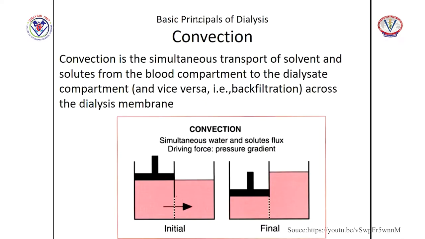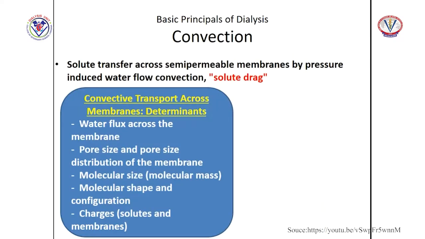The second basic principle of solute removal is called convection. Convection is the simultaneous transport of solvent and solutes from the blood compartment to the dialysate compartment across the dialysis membrane, sometimes from the dialysate compartment to the blood compartment, and is called backfiltration. Solute transfer across a semi-permeable membrane by pressure makes solute drag, and the convective transport across the membrane has many determinants, like water flux across the membrane. Increased water flux leads to increased dragging of solutes and increased convection.